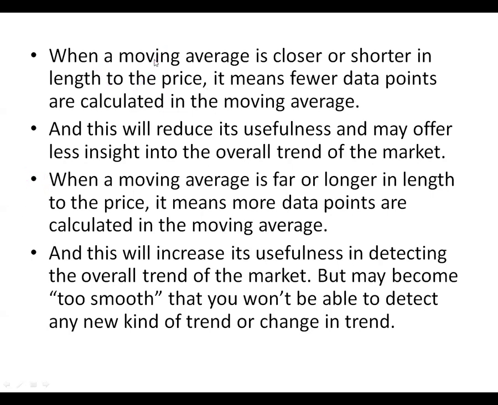But the third point says when the moving average is far or longer in length to the price, it means more data points are calculated in the moving average. So more numbers are used. It could be 50, 100, 150, 200. So the bigger the number, the wider the price will be from the moving average. When the moving average is far, bigger numbers are being used in terms of calculation. And if that's the case, this will increase its usefulness.